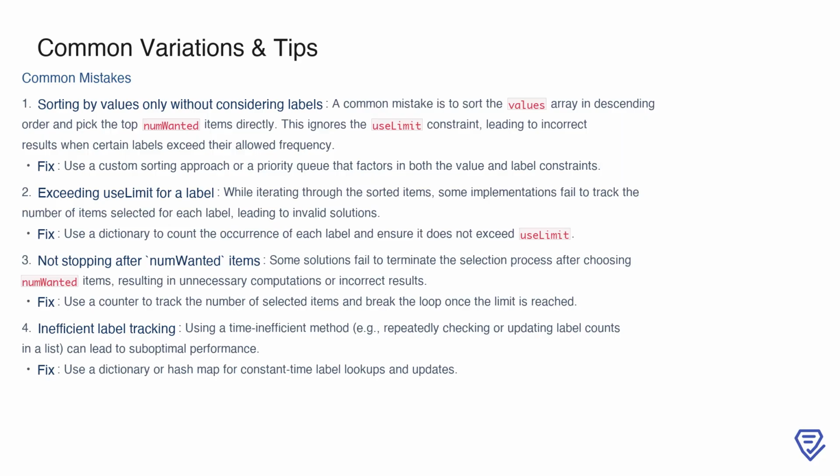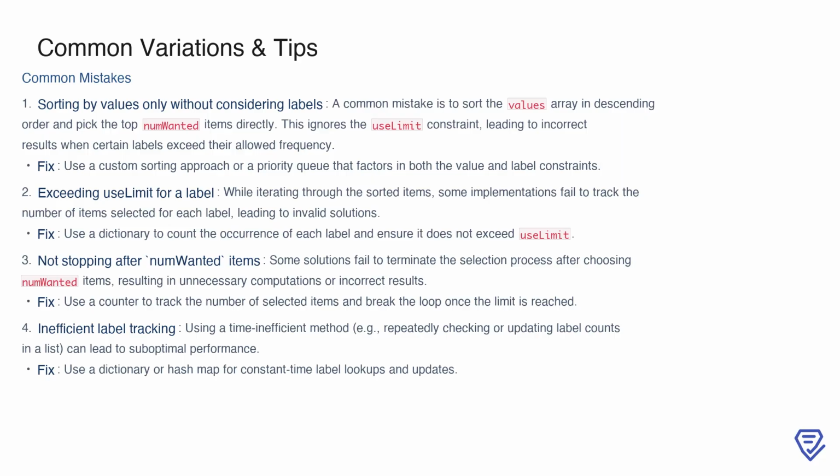Instead, you should use a custom sorting approach or a priority queue that accounts for both the value of items and the label constraints. Another frequent issue is exceeding the use limit for a label. If you don't properly track how many items you've selected for each label, it's easy to violate this rule. The solution is to use a dictionary to count the occurrences of each label and ensure none exceed the limit.